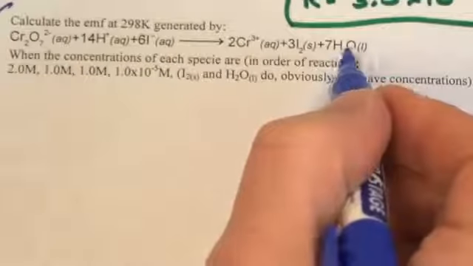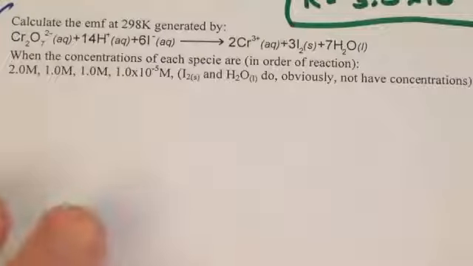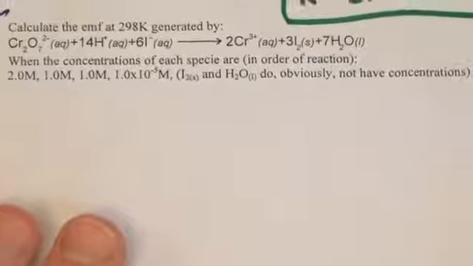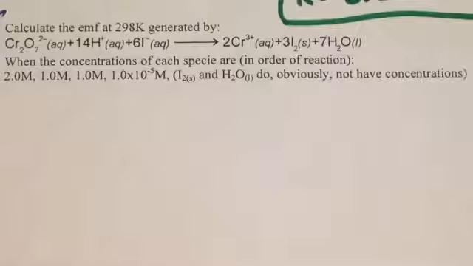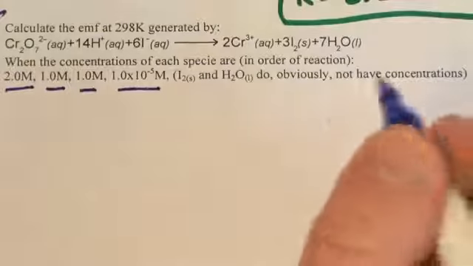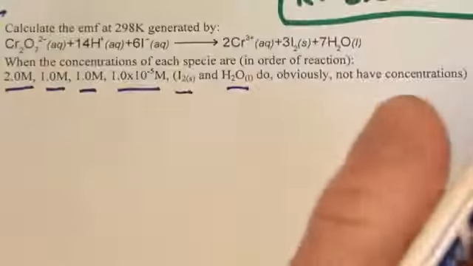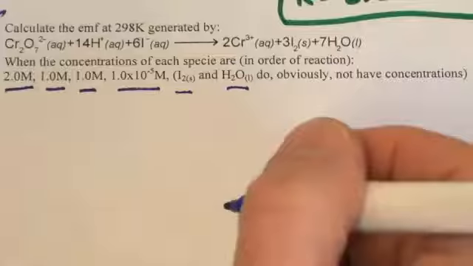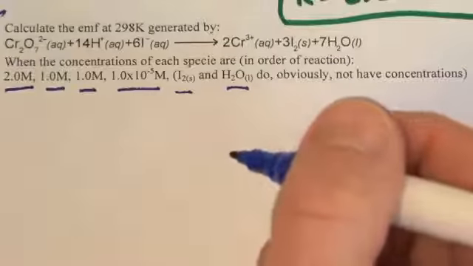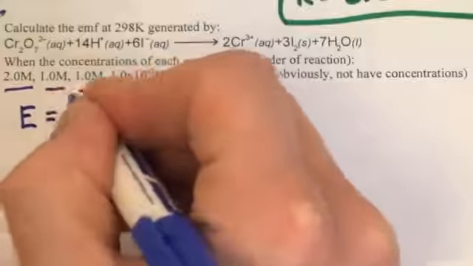And as a matter of fact, we did this reaction's standard reduction potential a while ago in a previous video cast. And it says when the concentrations are changed to 2, 1, 1, and 1.1 times 10 to the negative fifth, respectively. Iodine solid and water liquid don't have concentrations, and they're not going to be in the equilibrium constant or Q expression. So the equation we use here is what's known as the Nernst equation.